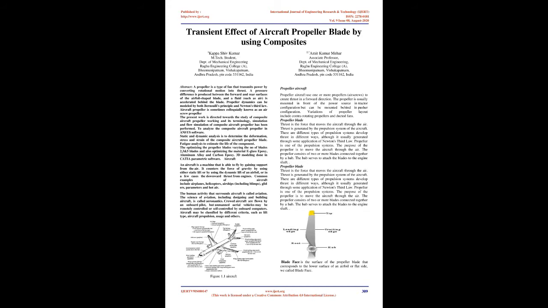The optimizing the propeller blades, varying the number of blades 2, 3 and 5 blades, and also optimizing the material: glass epoxy, aluminum alloy, and carbon epoxy. 3D modeling done in CATIA parametric software.